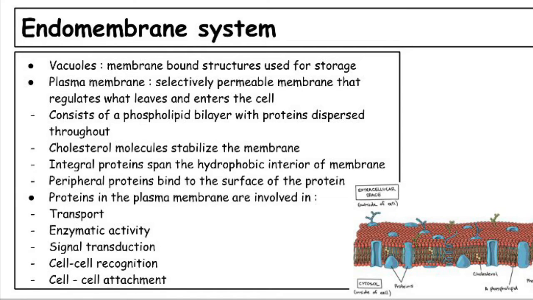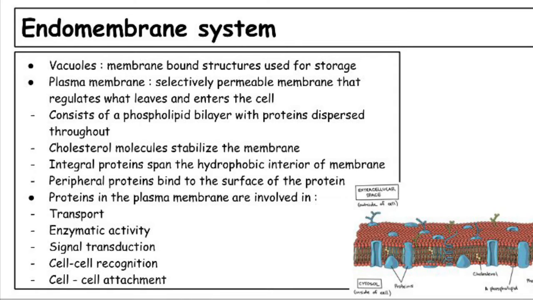The plasma membrane is very important in the cell, and it is a selectively permeable membrane that regulates what leaves and enters the cell. It consists of a phospholipid bilayer with proteins dispersed throughout. If you don't know what a phospholipid bilayer is, I talked about it in my previous video. Another component of the plasma membrane is cholesterol, and it stabilizes the membrane by increasing fluidity. Integral proteins span the hydrophobic interior of the membrane, so it's basically next to the hydrophobic tails of the phospholipids. Unlike integral proteins, peripheral proteins bind to the surface of the membrane, so it is on the outer surface next to the hydrophilic heads.